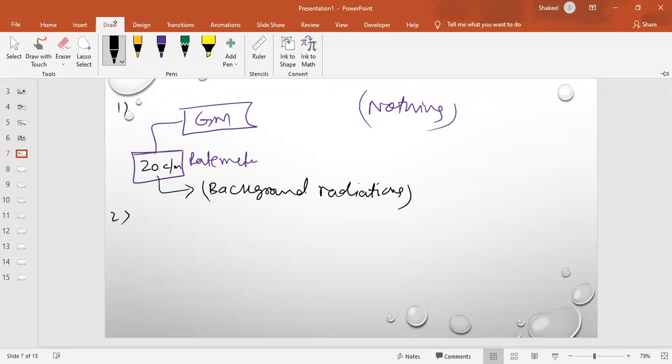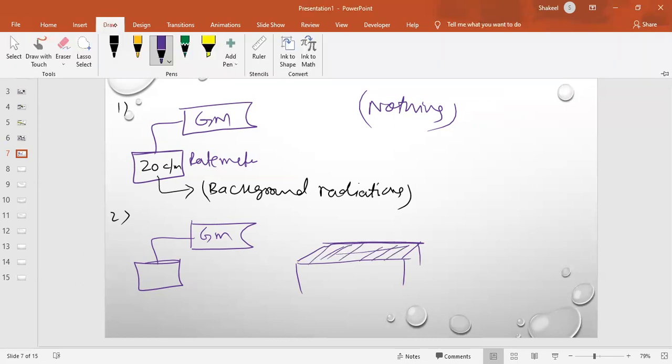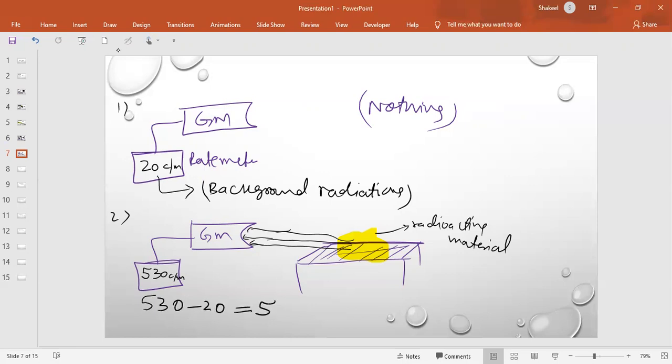In the second step, we'll put the same GM tube in front of a radioactive material that is over there. Let's say this is a radioactive material. So now, of course, radiations will be coming from this and entering into the GM tube, and the GM tube will take some reading. So it will take a reading of, let's say, 530 counts per minute. Out of these 530, obviously 20 was the background counts. So the count rate due to the substance only is 510 counts per minute. So that is the significance of background radiation, that we always have to subtract it from the activity rate shown by the GM tube placed in front of a radioactive material.